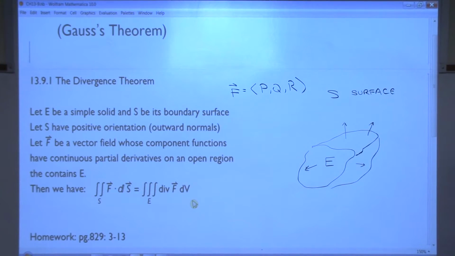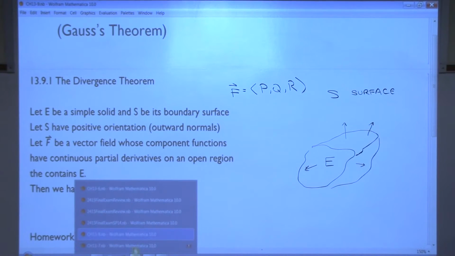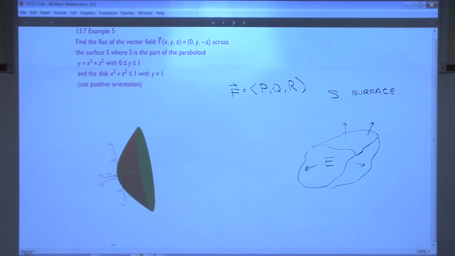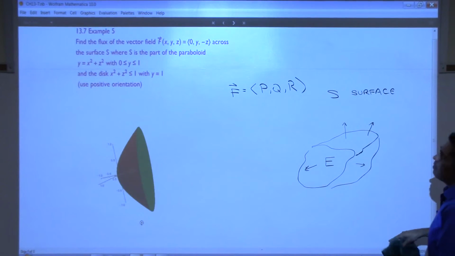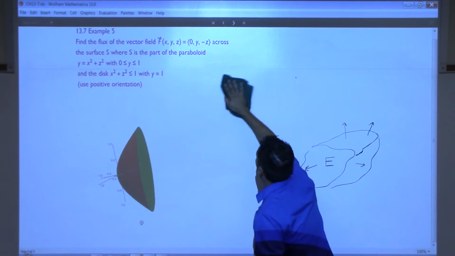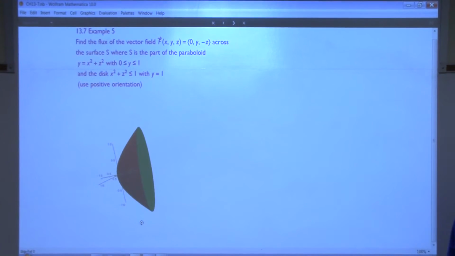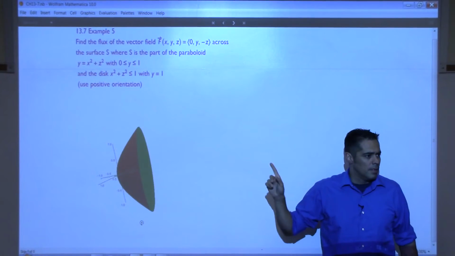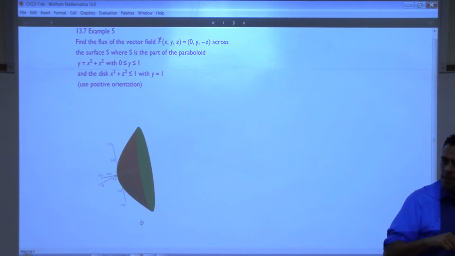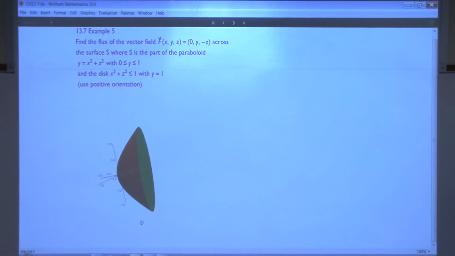I thought it would be interesting to look at a problem we did in 13.7. Do you remember that? I believe we did it at the beginning of class last time. Does that look familiar? We were asked to find the flux of this. I went back and looked at the video, and it took me 17 minutes to do this problem in class. I'd like to try and do it with this new theorem, if I can.